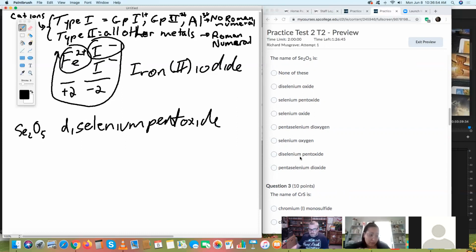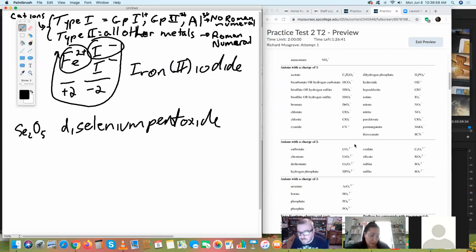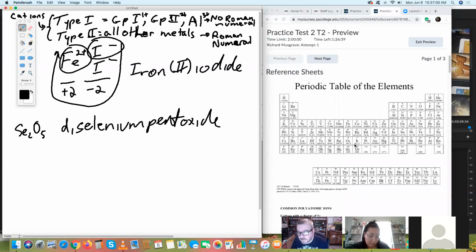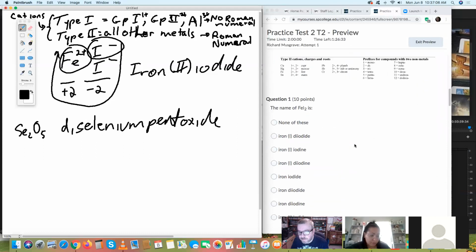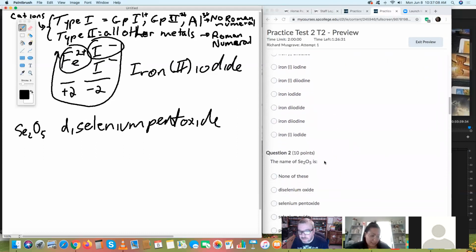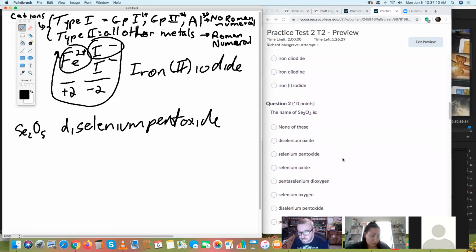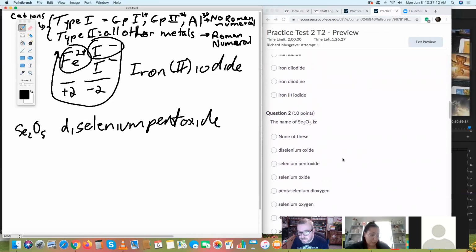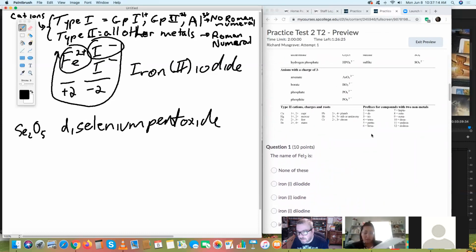So Se2O5. First thing we're going to do is notice that they are not two non-metals. I'm assuming this problem is getting the name. Yeah, that's right. And so when I see that they're two non-metals, I'm going to use my chart. Now remember, you won't have access to a paper chart. You'll have to scroll back up and look at this one here, Ashley.